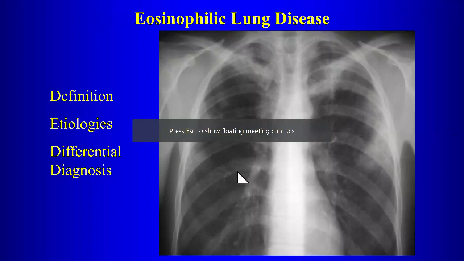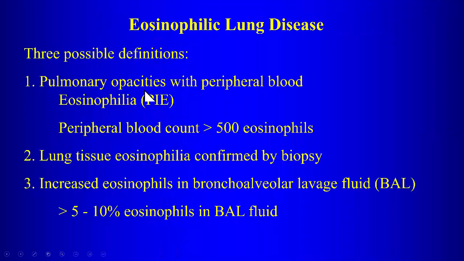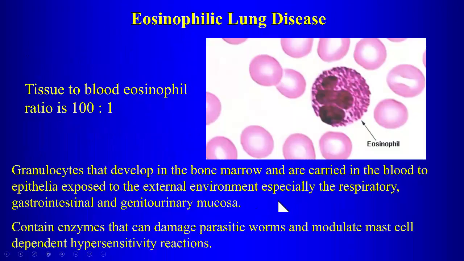All right, so we'll start our discussion with eosinophilic lung disease. For eosinophilic lung disease, the possible definitions are pulmonary opacities with peripheral blood eosinophilia, lung tissue eosinophilia on biopsy, or increased eosinophils in bronchoalveolar lavage fluid. So those are the definitions of eosinophilic lung disease.